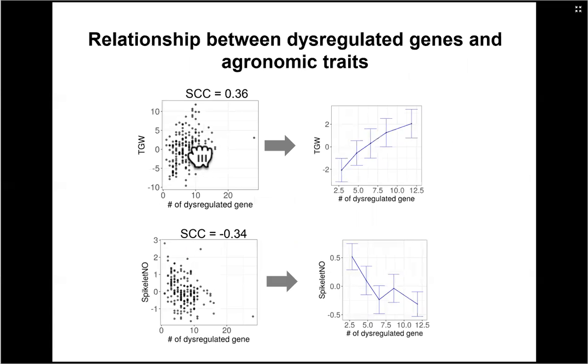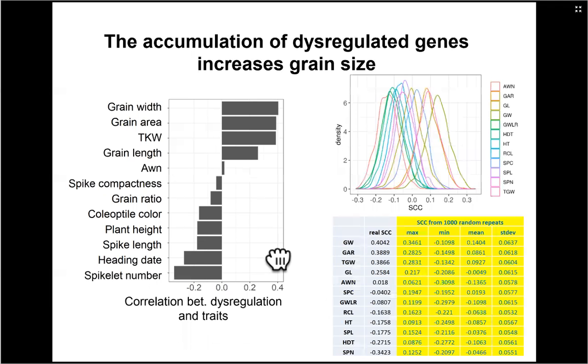So we find that with the accumulation of dysregulated genes, the wheat tend to have larger grain weight and a smaller number of spikelets per spike. Compared with randomly selected genes, dysregulated genes show a stronger correlation with a list of agronomic traits, such as grain weight and grain area. Also, the accumulation of dysregulated genes is negatively correlated with plant height, spike length, heading date, and spike number.